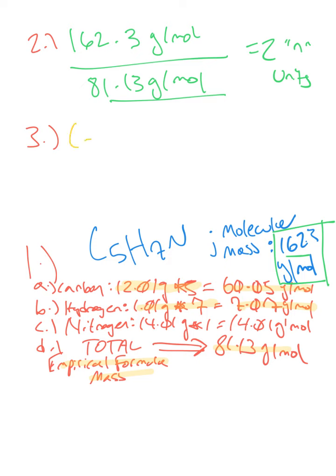So C5H7N, when you multiply all of those subscripts by 2, we get C10H14N2. And that's it.